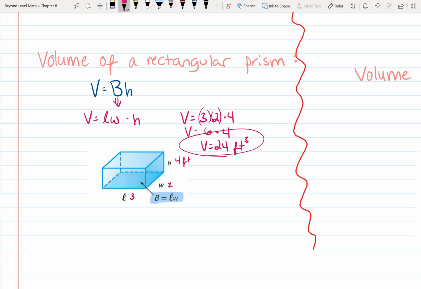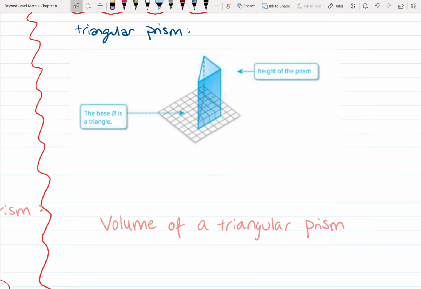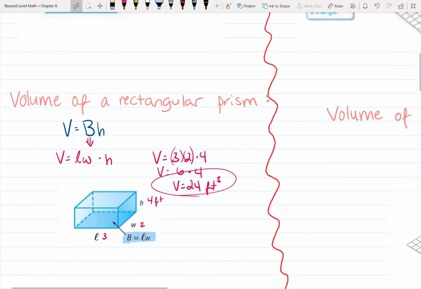All right, let's move over to triangular prisms. Last year, in 5th grade, we are adding on because you likely knew that the formula for volume of a rectangular prism was length times width times height. However, because we're in 7th grade math, we add on to what we knew in 5th grade.